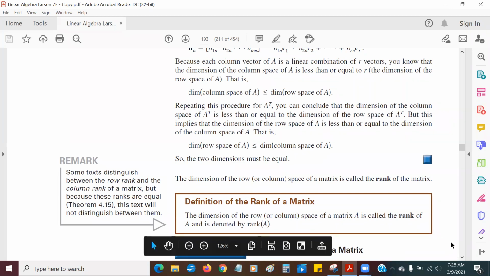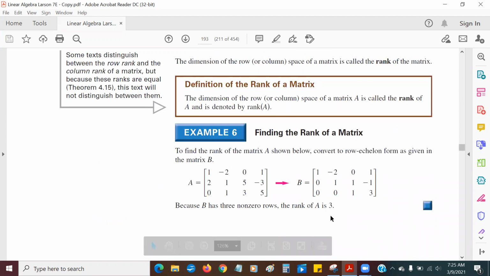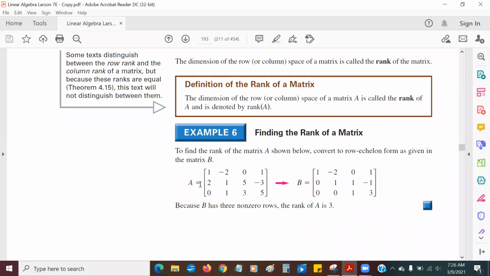So I know what you're all thinking. Gee, this is wonderful. How am I going to find that? How do I find this? So here's what we do. We take a matrix. Here's our matrix here. We put the matrix into row echelon form. We see that there are 3 non-zero rows, which means that the dimension of the row space is 3. Well, that's the answer then. The rank of A is 3.